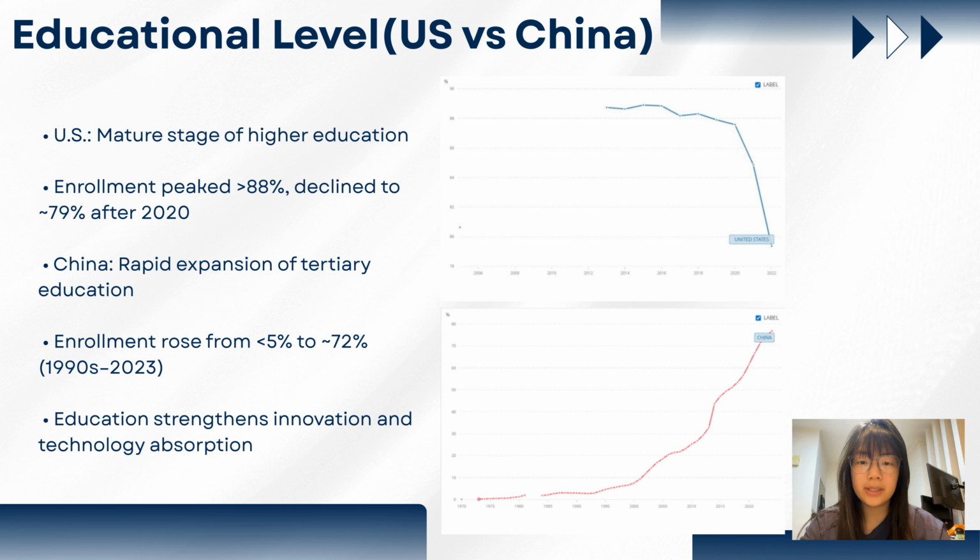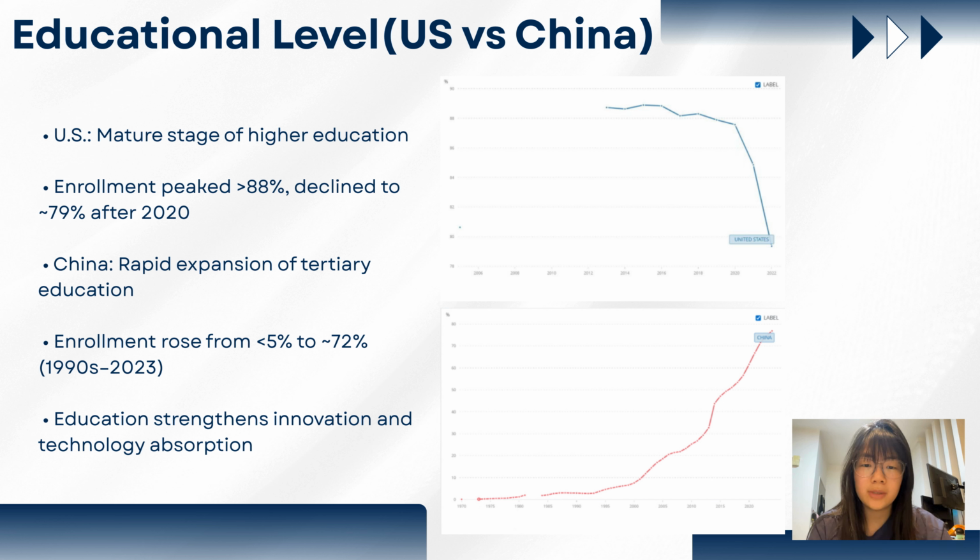This slide compares the educational levels of the United States and China. The United States represents a mature stage of higher education. Enrollment peaked at above 88%, but declined to around 79% after 2020, suggesting a structural adjustment driven by changed labor market demand rather than a loss of human capital.